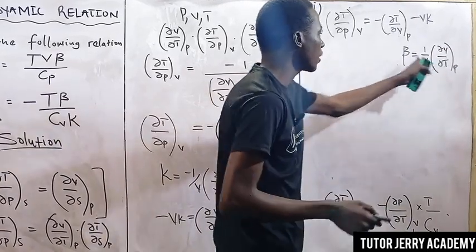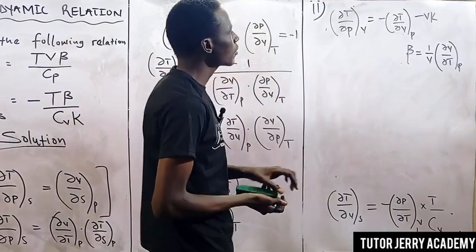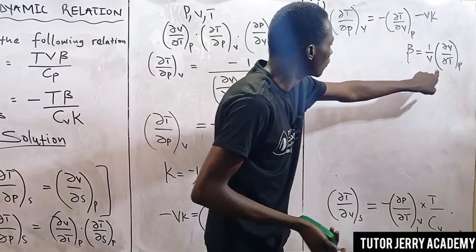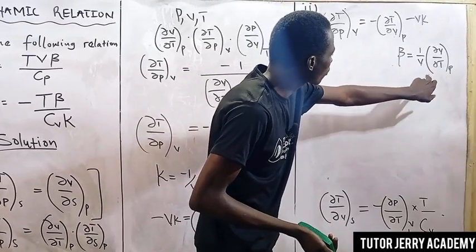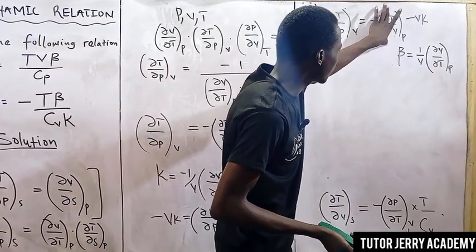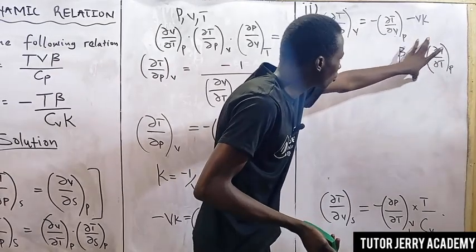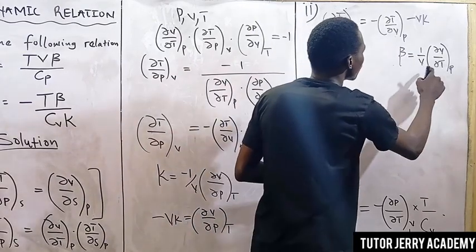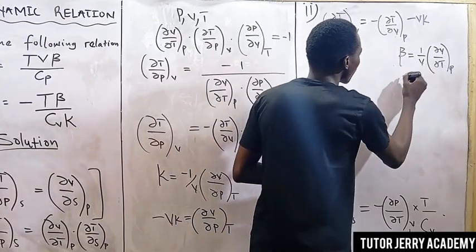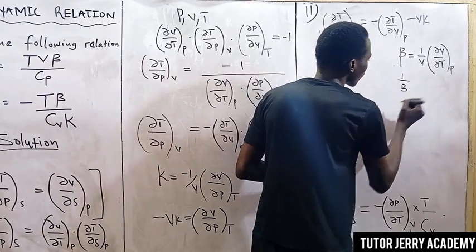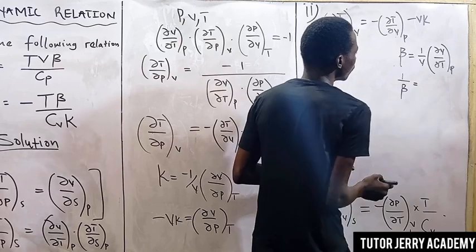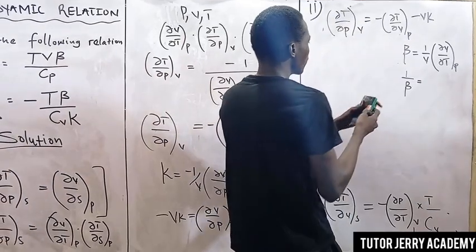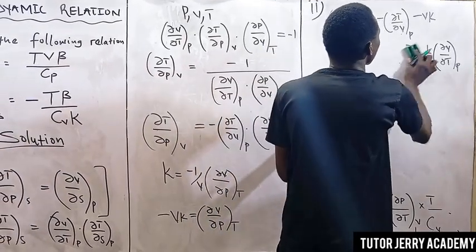This is what beta is. Now, if you look at this equation, we can make this here the subject of the relation. If we do that, all we're going to do is take the inverse first. If we take the inverse, we have 1 all over beta equal to, I can just rewrite this thing here so that we solve properly.